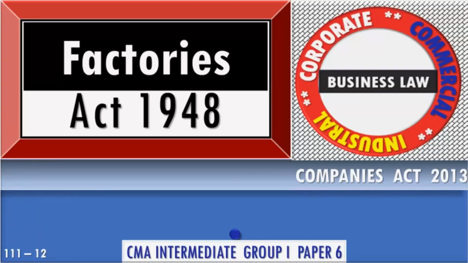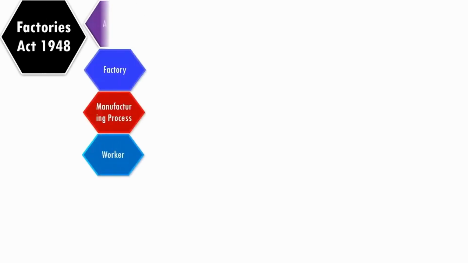An overview of Factories Act 1948. Major components of Factories Act 1948: factory, manufacturing process, and worker.